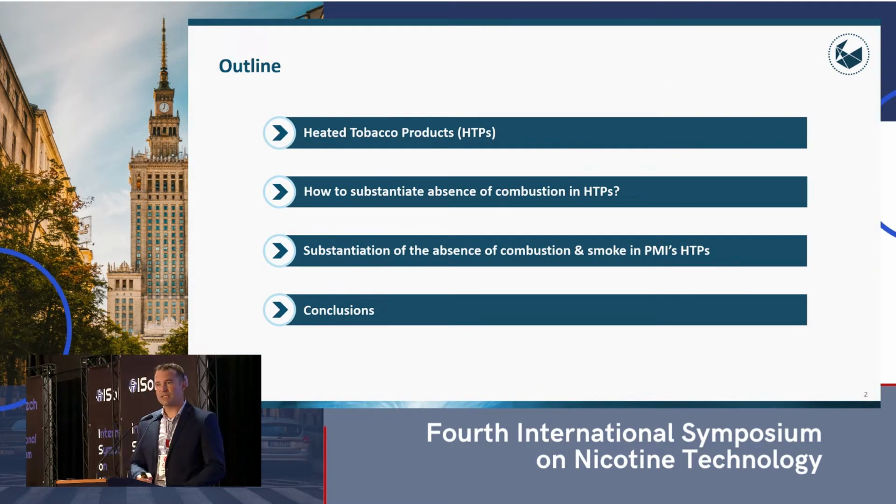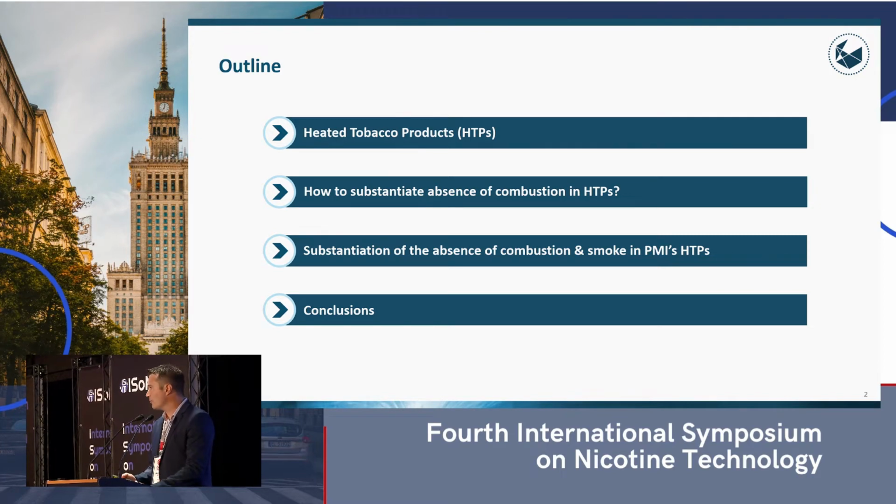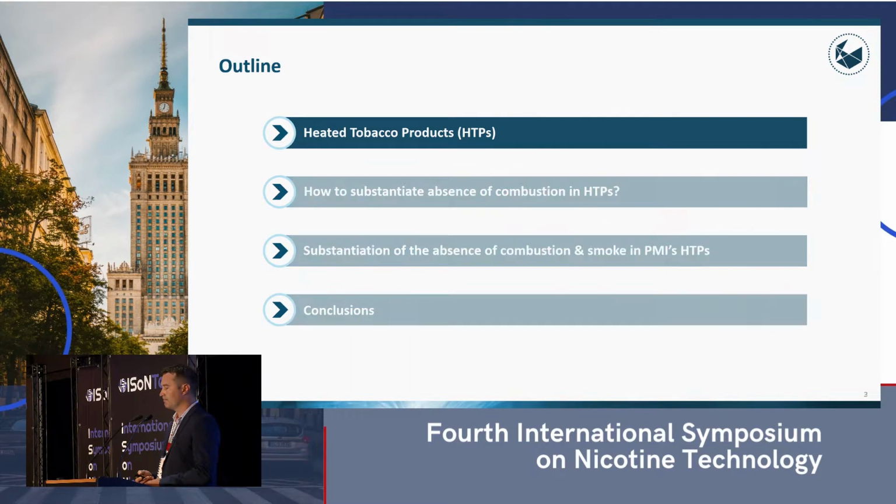To do so, I'm going to first introduce a little bit about what a heated tobacco product is. I'm sure most of you are aware of it, but just so that we are on the same page. And then also talk about how to substantiate it from a chemical and physical perspective. What are the attributes that we can use from a physical chemical perspective to actually check whether or not you have combustion and smoke in a product? And then go more into some examples of what we do for our heated tobacco technologies to substantiate these features, and then conclude the talk after that.